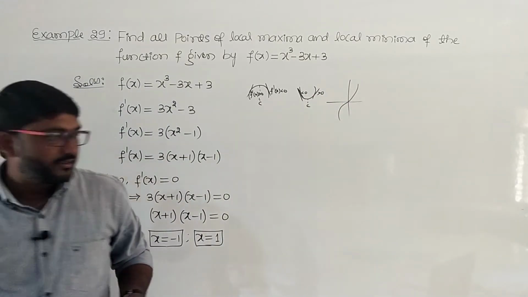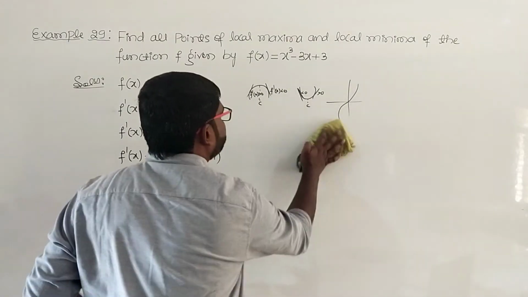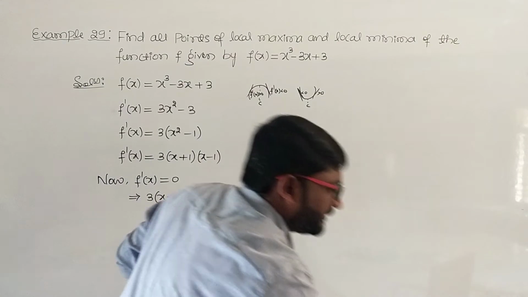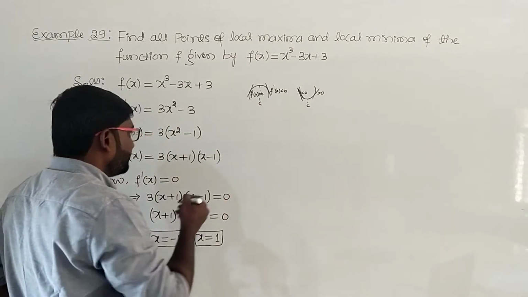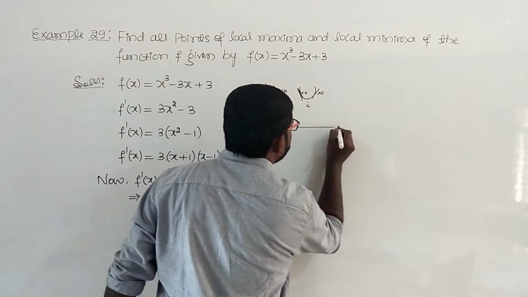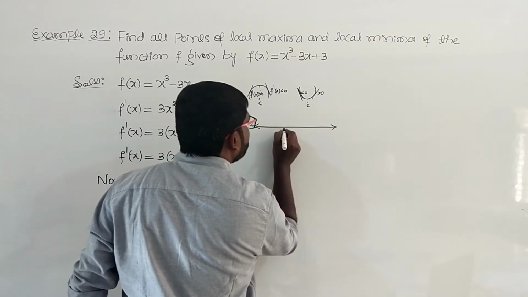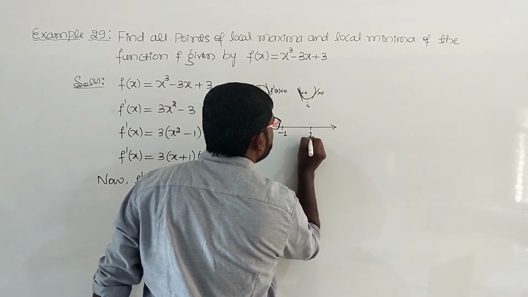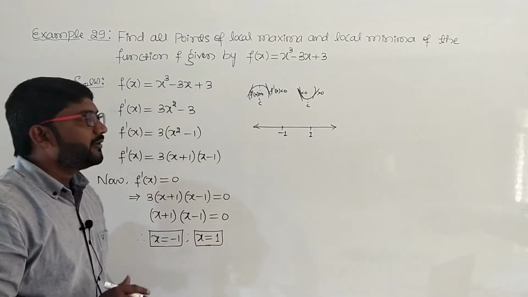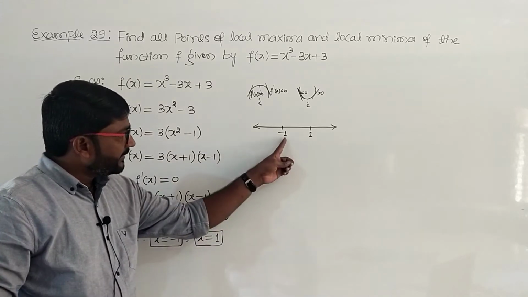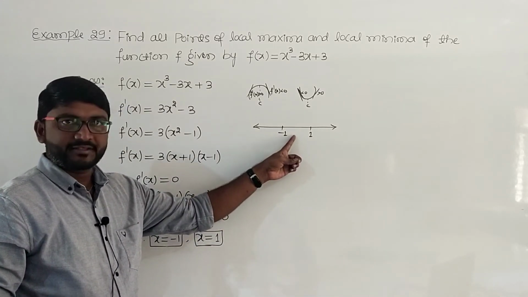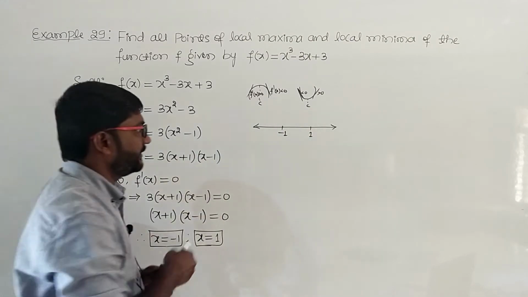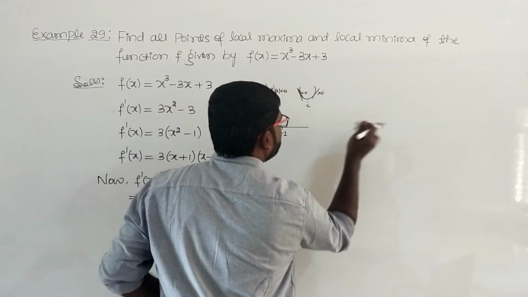So now let us analyze here with the help of these two points. Now I will mark minus 1 and plus 1 on the number line. Then I will take one value to the left of minus 1 and one to the right of minus 1. Again I will take a value to the left of plus 1 and to the right of plus 1. So we will take values.